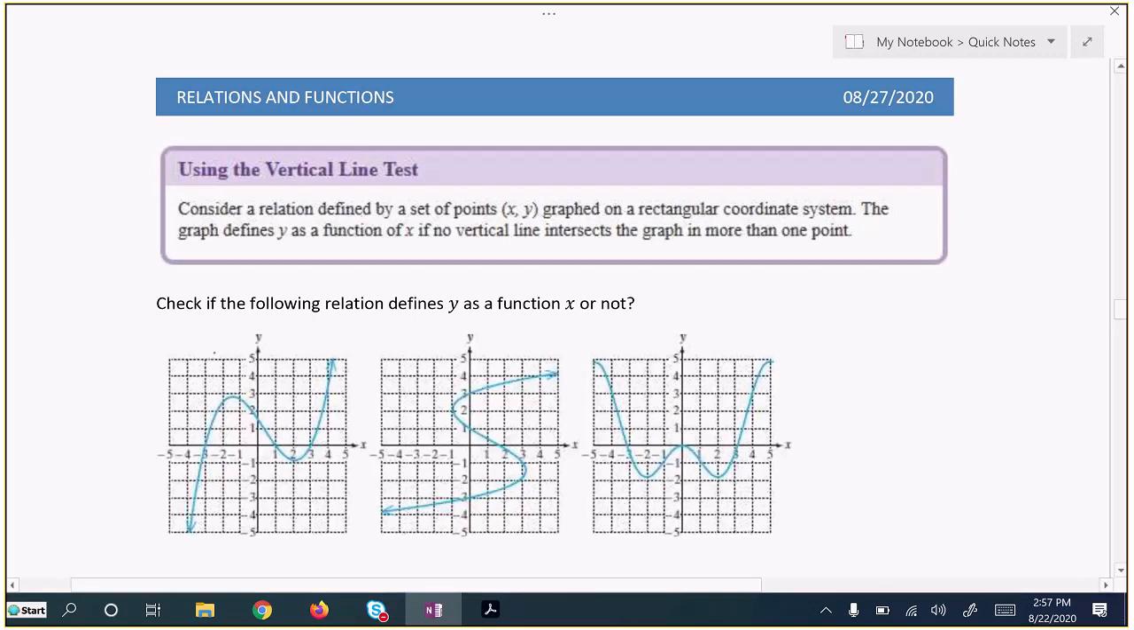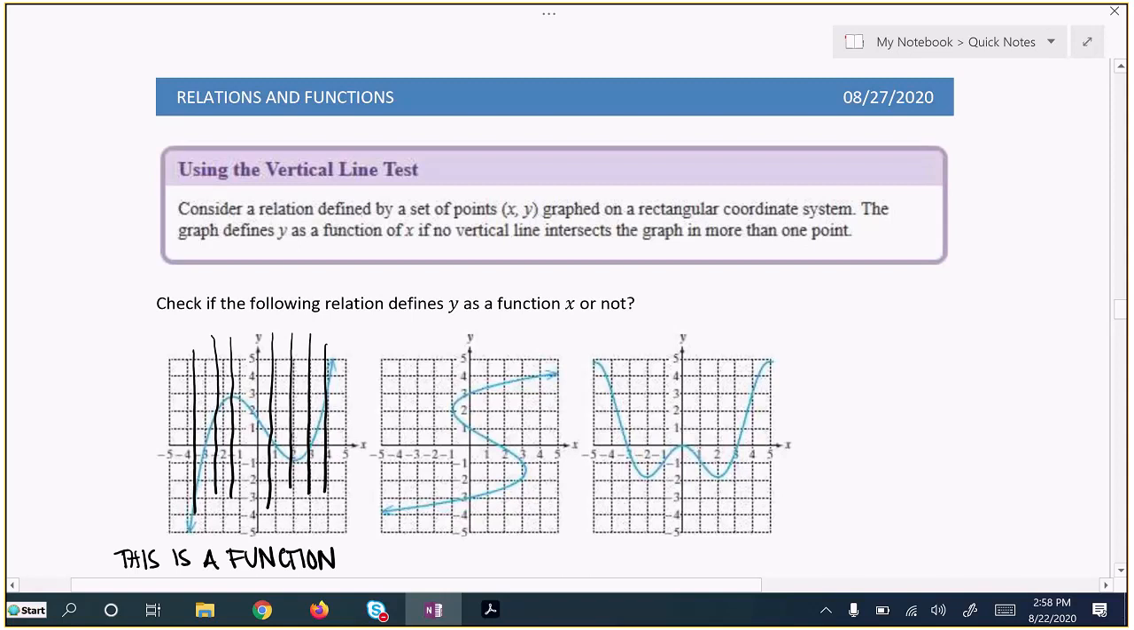I want to be able to draw vertical lines, as many as I want, anywhere that I want, and make sure that no vertical line is crossing more than once. And you can see from this picture that it is passing this test. So according to this blurb here, that means this is a function. So let's talk about how this connects to the idea that we already know about functions. Before, we said if we wanted to determine if something was a function, we needed to make sure that for each x, there was exactly one y.